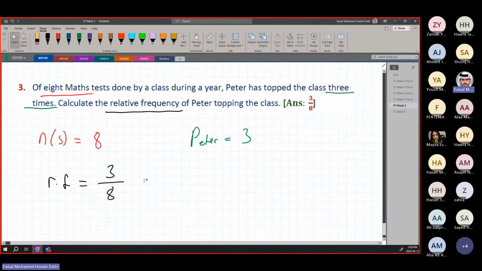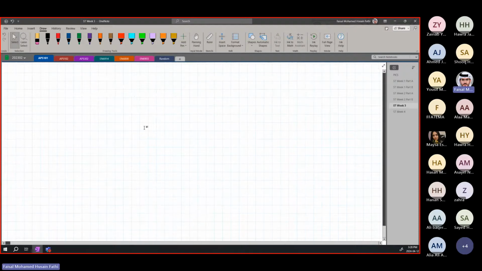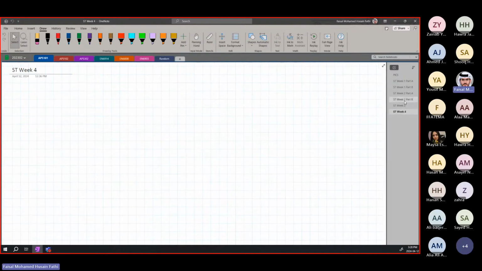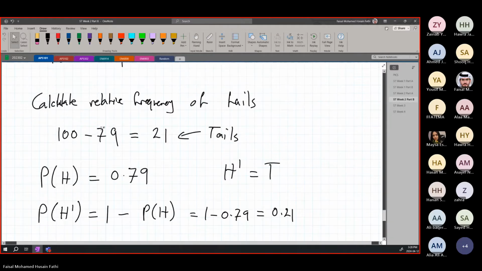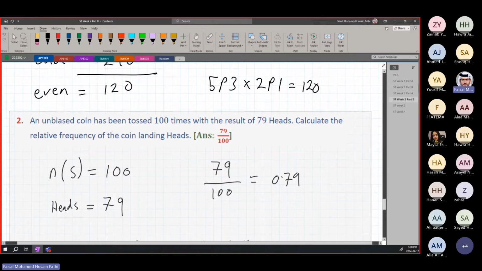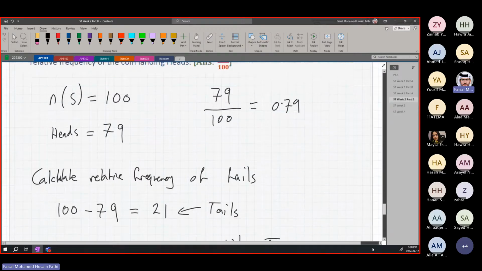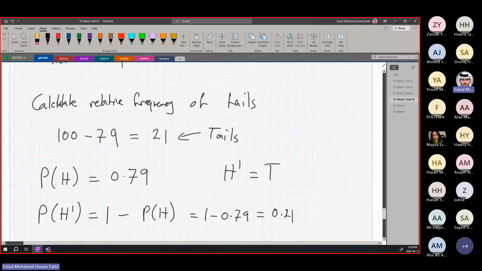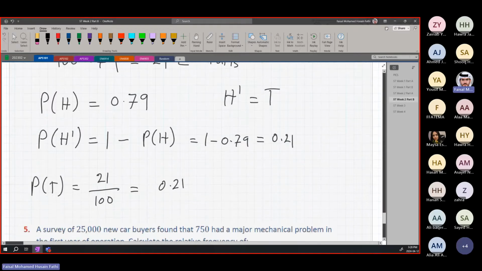The last one. What was the last one I did? Again, I copy pasted this in the wrong place. Let me just fix that. I'll re-explain it now very quickly again.